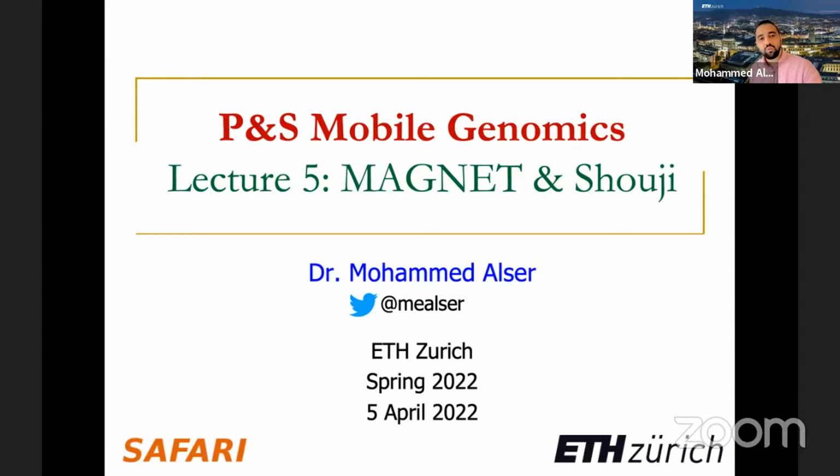For today, we'll continue with two filters. Last week, we explained Gatekeeper, which is one of the pre-alignment filters used to filter out the data before going to the expensive algorithm, which is sequence alignment. For today, we'll continue with MAGNET and Shouji, which are two filters proposed by the group.